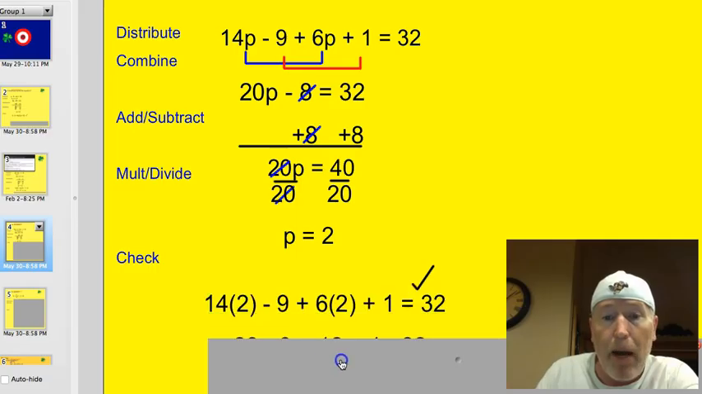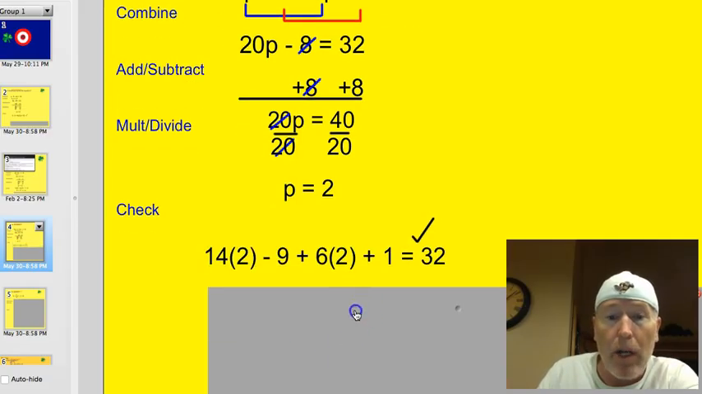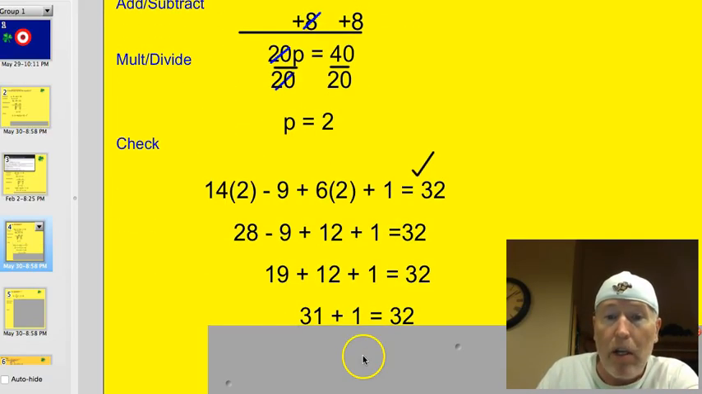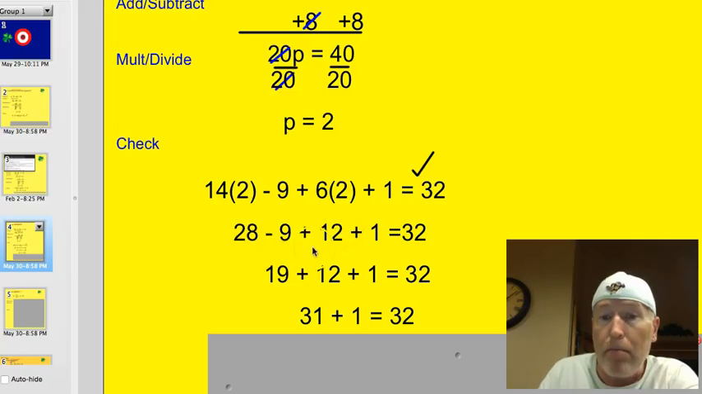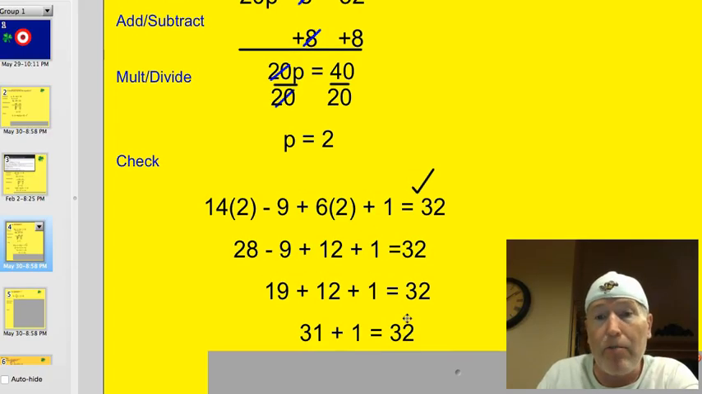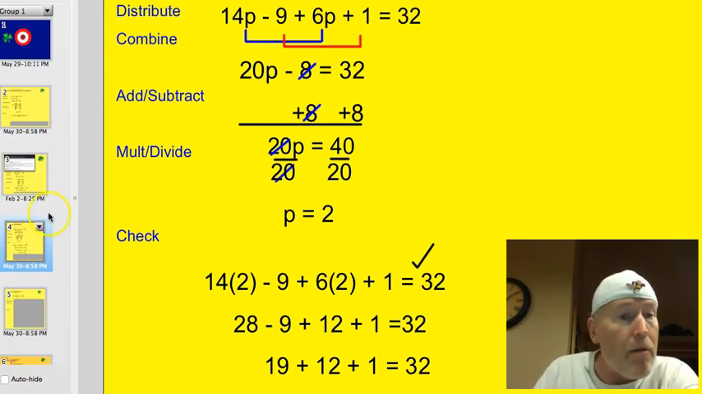See if I can't go ahead and pop that into that equation down here real quick and show you that I did check my work. Took a little bit of work this time because there was a lot of adding. So multiplied and I got 28. I multiplied and I got 12. So I had 28 minus 9 plus 12 plus 1 is 32. These guys became 19 plus 12 plus 1 is 32. 19 and 12 is 31 plus 1 is 32. The answer checks out. Okay, very good.